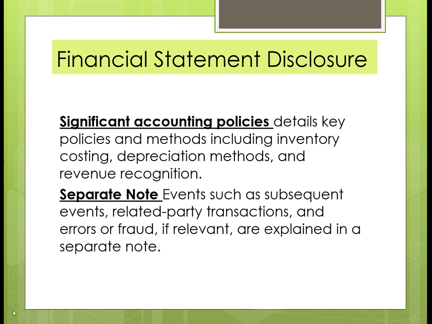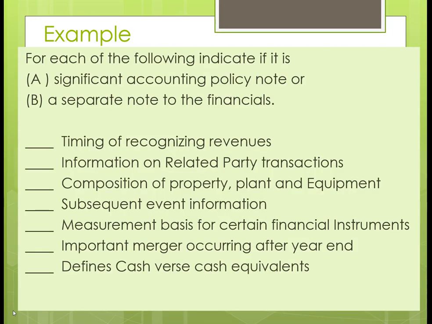So now let's take a look at an example and see if we can apply this. Okay, we have all these issues and we have to determine, is it a significant accounting policy note or a separate note to the financials? Timing of recognizing revenue, I would say that would be A, because that really has to do with accounting policies. Information on related parties, that would be a B. Composition of PP&E, that would be a B. Subsequent event information would be a B.